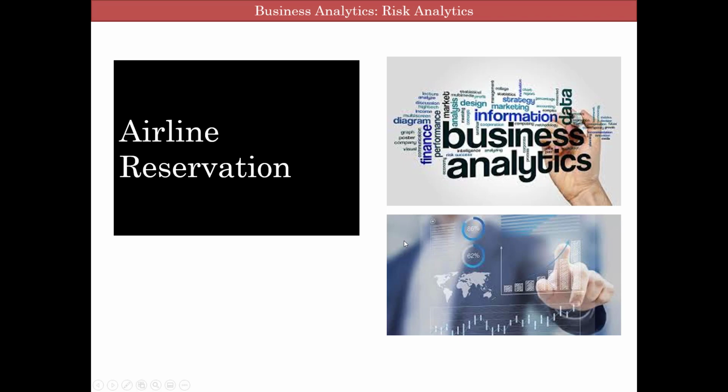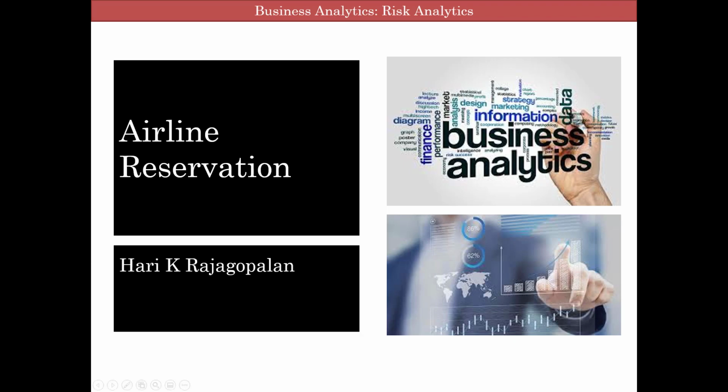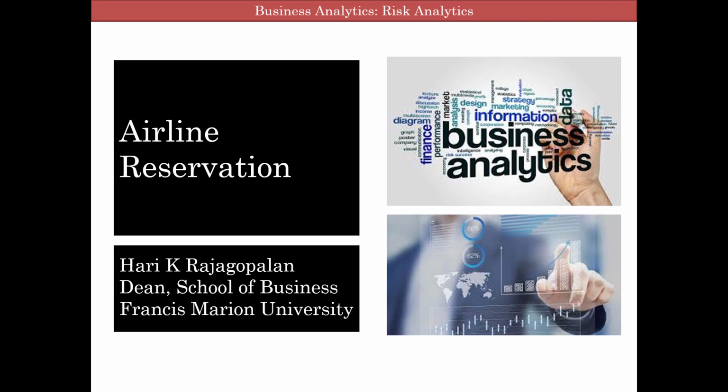In this example, we're going to look at airline reservation, and it's a great example of how to use binomial distribution in simulation. So we're going to walk through this lecture. The key part here is how we use a binomial distribution for whether someone shows up. There's a 10% chance of somebody not showing up. My name is Hari Rajagopalan, and I will walk you through this lecture.